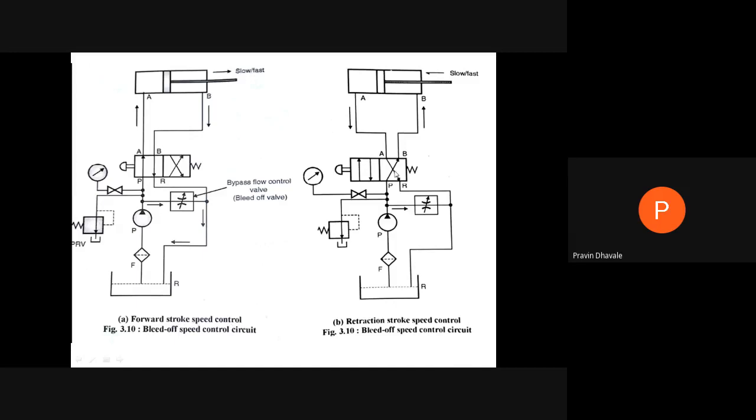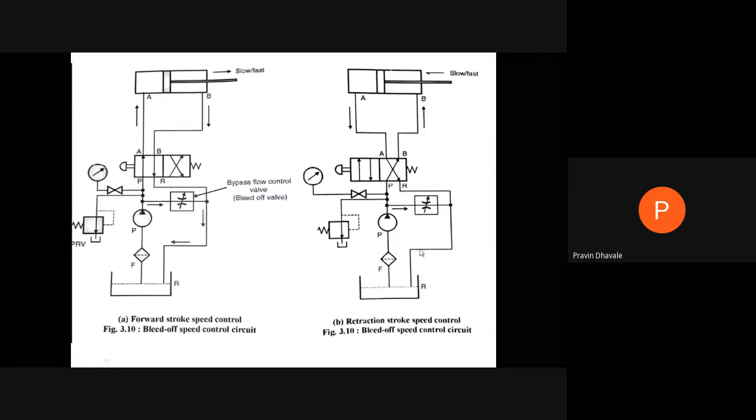For the return stroke, what happens here? We pass this fluid to this port P, to port B on the right hand side of the piston. When the piston moves in the backward direction, the retraction stroke is carried out. Whatever fluid is on the left hand side of the piston comes out from port A to the reservoir. This is the retraction stroke in case of a bleed off speed control circuit.